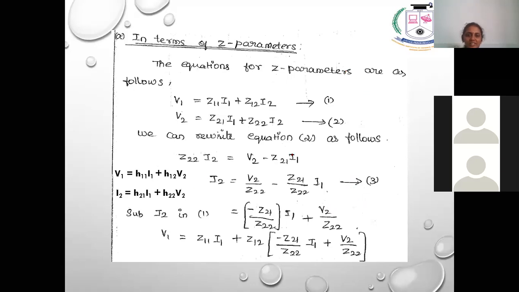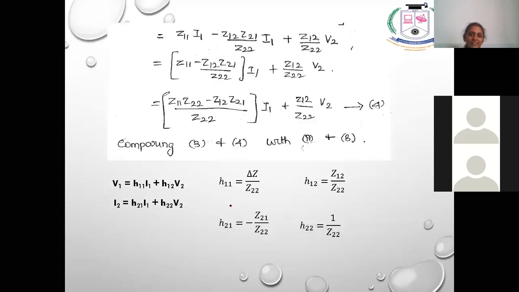Now rearrange the equation in terms of I1 and V2. The coefficient of I1 will be H11 and the coefficient of V2 will be H12. Check whether you've got these answers. H11 is equal to del Z by Z22. H12 is equal to Z12 by Z22. H21 is equal to minus Z21 by Z22. H22 is equal to 1 by Z22. These are the values when you're converting H parameter in terms of Z parameter.